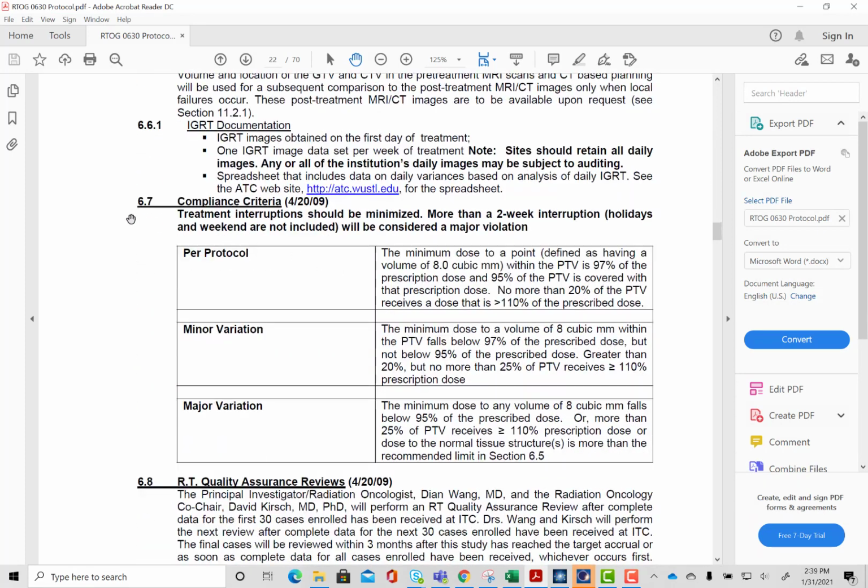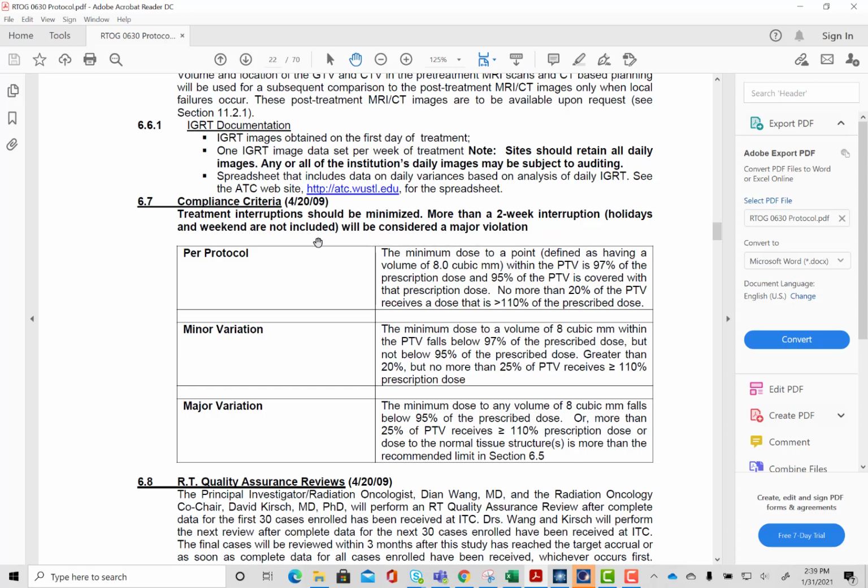Then if we scroll down here to section 6.7, these are the real important ones, okay? So if we were going to treat this patient on protocol, which we're going to pretend like we are, we need to meet these per protocol constraints. If you absolutely 100% cannot meet these per protocol constraints, there are these minor variations, and those are acceptable. The patient can still have a minor variation and be on protocol. Major variation is a no-no though. The patient will basically be kicked off the protocol if you get a major variation. So we do not want to do this.